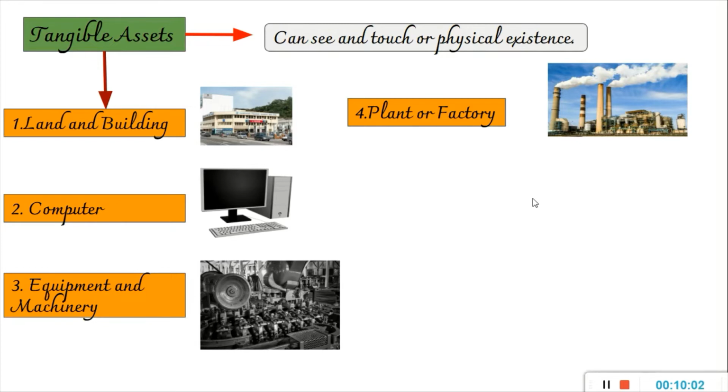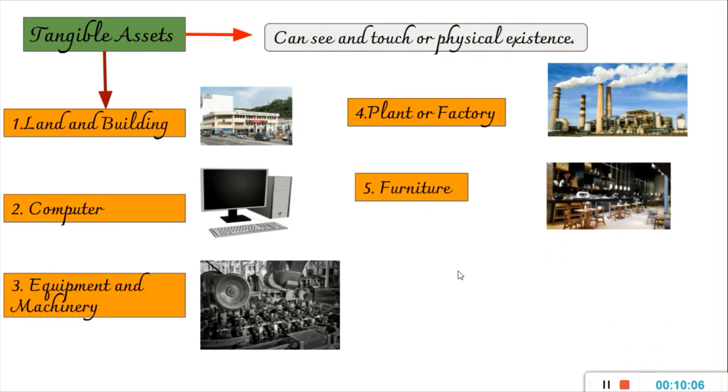Next, furniture. Furniture and fixtures are items of movable equipment that are used to furnish an office, right? What are the examples? Bookcases, chairs, desks, filing cabinets, and tables, etc. These are all the furniture that help us in our business. That is also one of the examples of tangible assets.